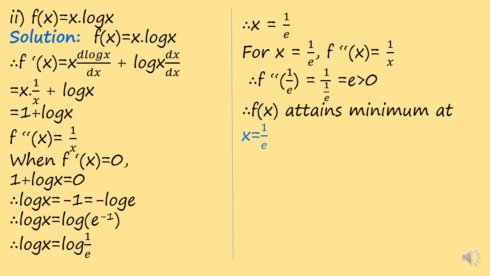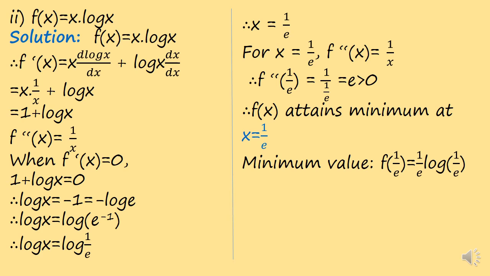And what about the minimum value? Yes, in f(x), we put x as 1 upon e. If you remember, f(x) is x into log x. So it becomes 1 upon e into log 1 upon e, which is solved like this. That is 1 upon e log e raised to minus 1. That minus 1 comes to the left hand side of the log. That is, we get minus 1 upon e log e. Now log e is 1. So the answer becomes minus 1 upon e.